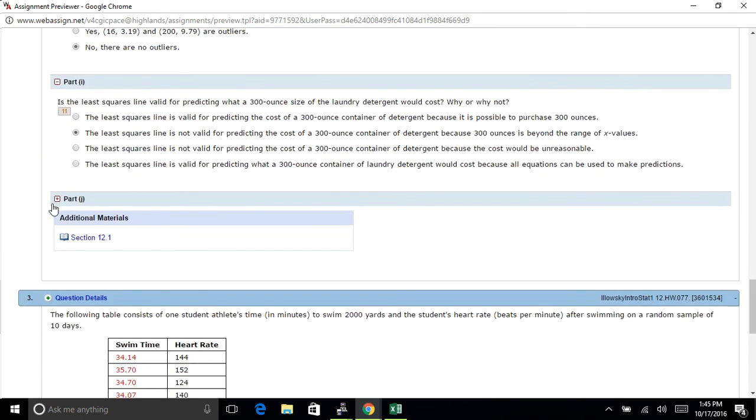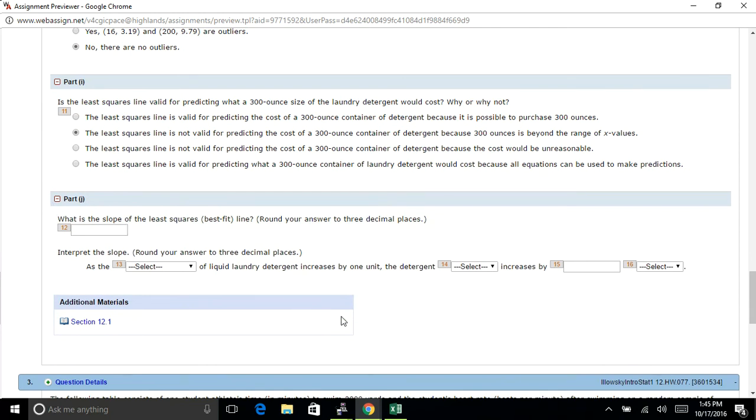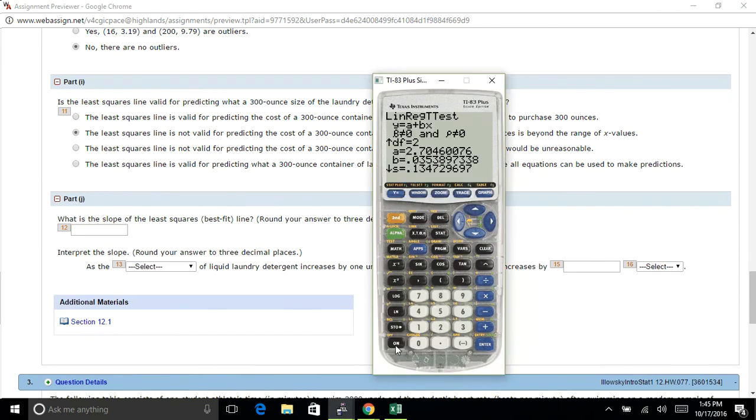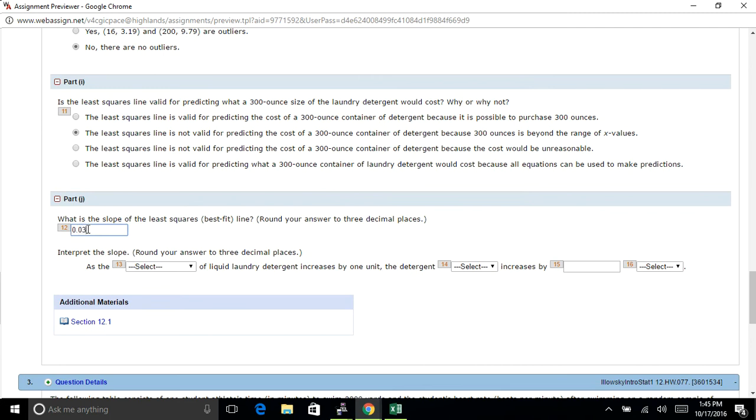All right, and so for part J, what is the slope? Let's go back to the calculator and turn it on. I'm going to go to stat, go down to 8, and hit enter, and hit enter again. My slope for this one is B, correct? So I'm just going to put 0.035. That's my slope, and we saw that before we used it, okay?